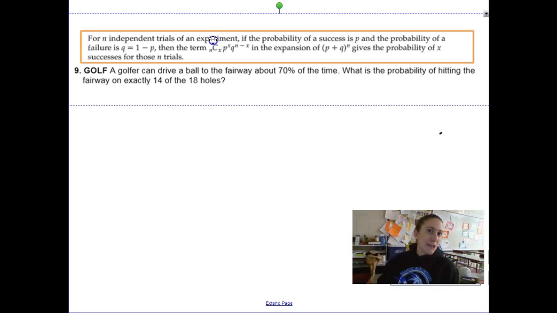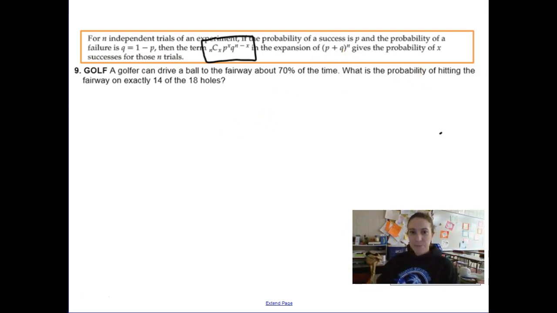There's a very exciting formula here that's given to you. And what I would like you to do in your notes is to write down what all these variables represent.